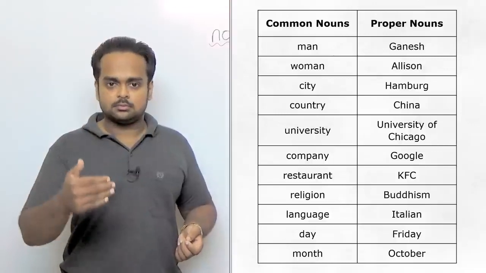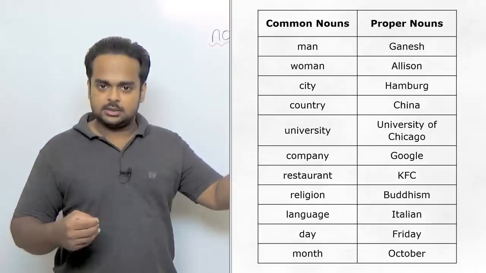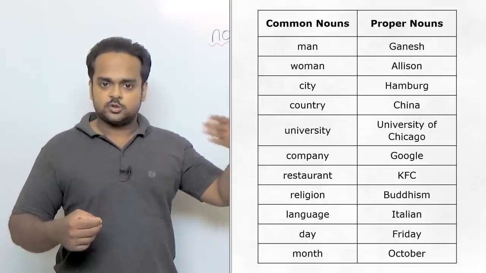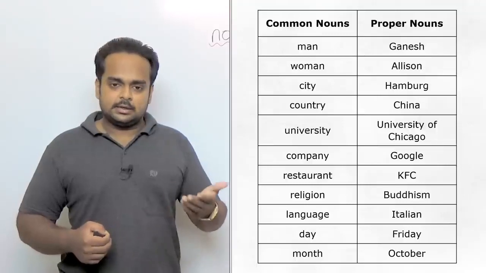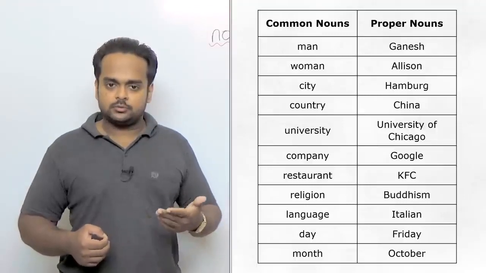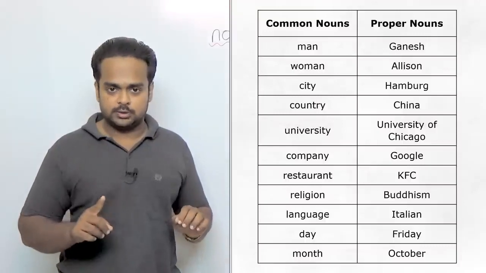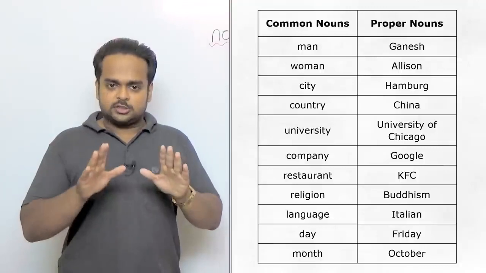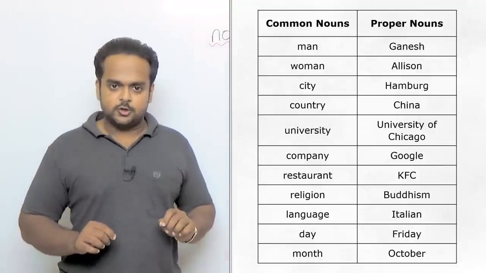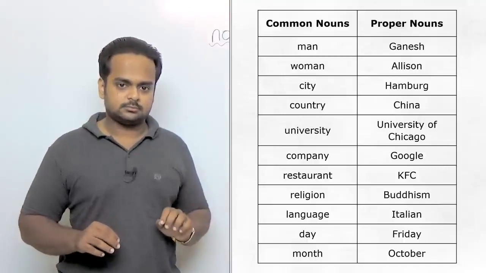Woman, in the same way, is a common noun. It could be any woman. But Allison is the name of an individual, so a proper noun. In the next two, city and country are common nouns, but Hamburg and China are the names of one city and one country, so proper nouns. Okay, now let me ask you a question at this point. Do you notice something about the proper nouns?